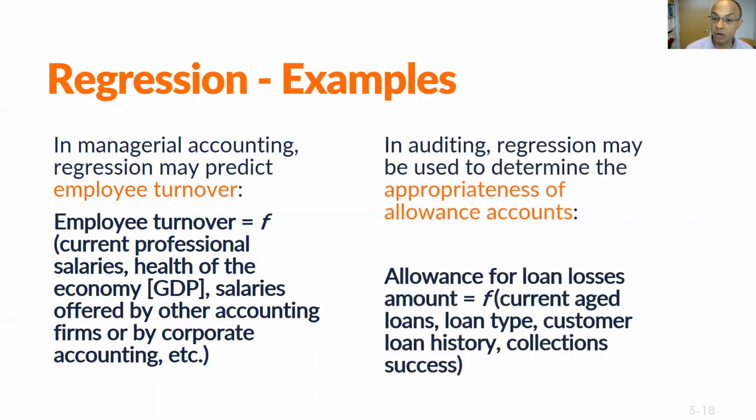Another example in auditing, we might do regression to determine the appropriateness of allowance accounts. The allowance for loan losses is a function of the aged loan, the loan type, the customer loan history, the collection success. So the allowance here is the dependent variable, and the age of the loan, the type, the customer history, and so on are independent variables.